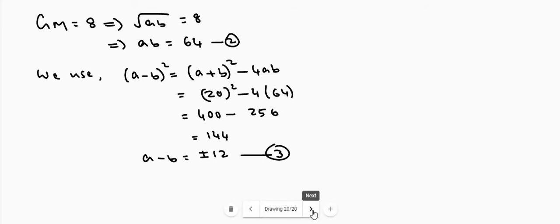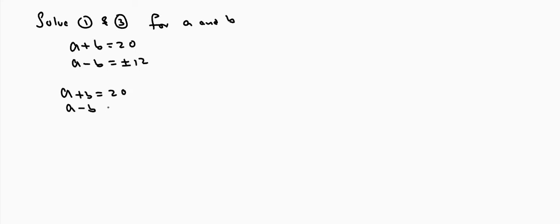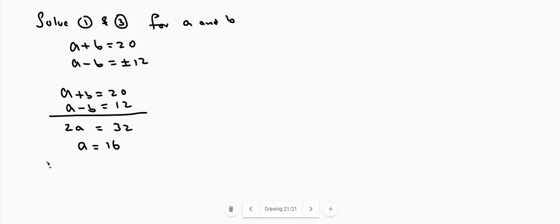The first equation is a plus b is equal to 20 and the third equation is a minus b is equal to 12. Solve 1 and 3 for a and b. First let us consider a plus b equal to 20. The second equation is a minus b is equal to positive 12. If we add, 2a equals 32, we get a is equal to 16. Substitute in a plus b is equal to 20. When a is equal to 16, we get b is equal to 4.